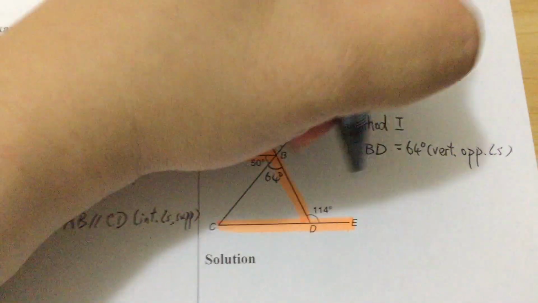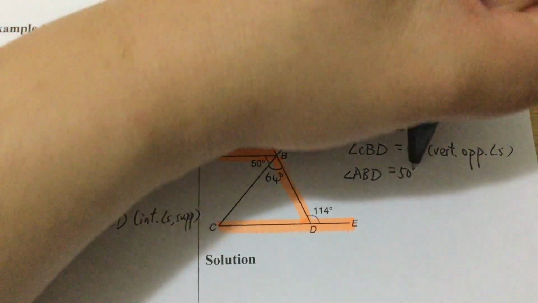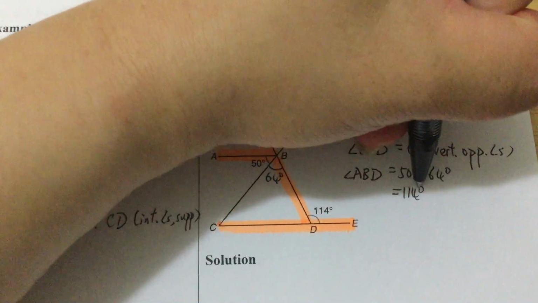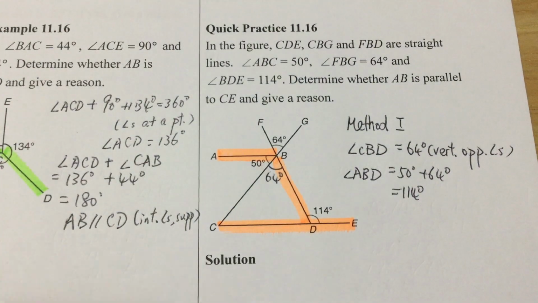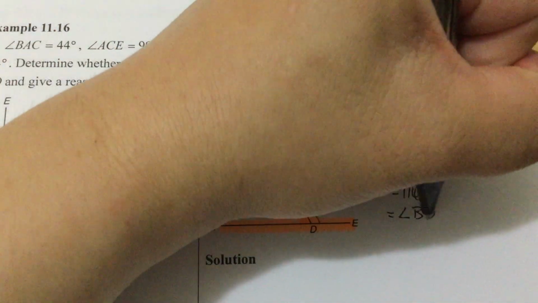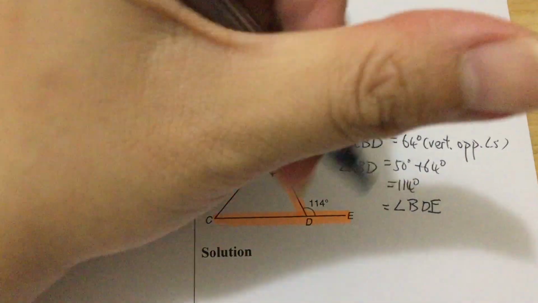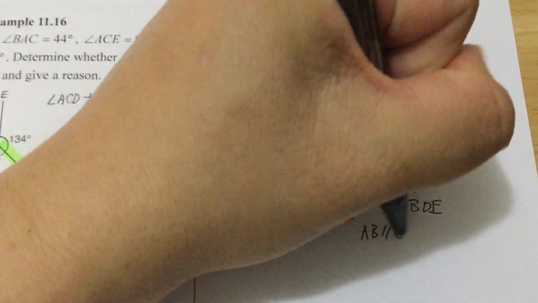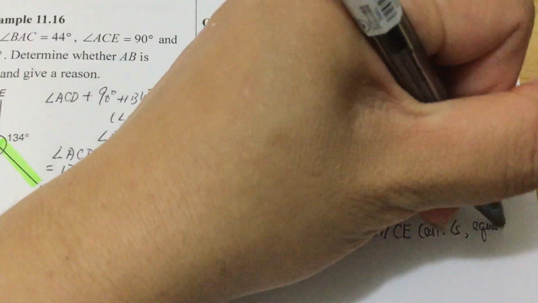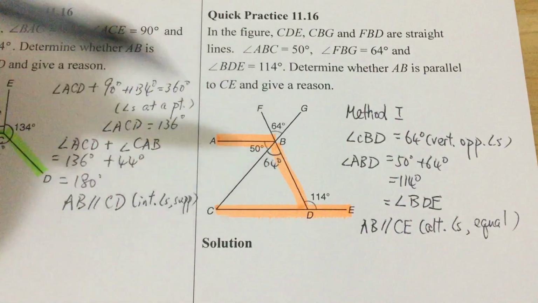Now we are going to find out angle ABD, which is equal to 50 degrees plus 64 degrees. Luckily, this one is 114 degrees. So we can say this one is equal to angle BDE immediately. Then we can say AB is parallel to CE. The reason is alternate angles equal. Okay, I will stop here and I will tell you how to do method 2 with the help of BC this time.